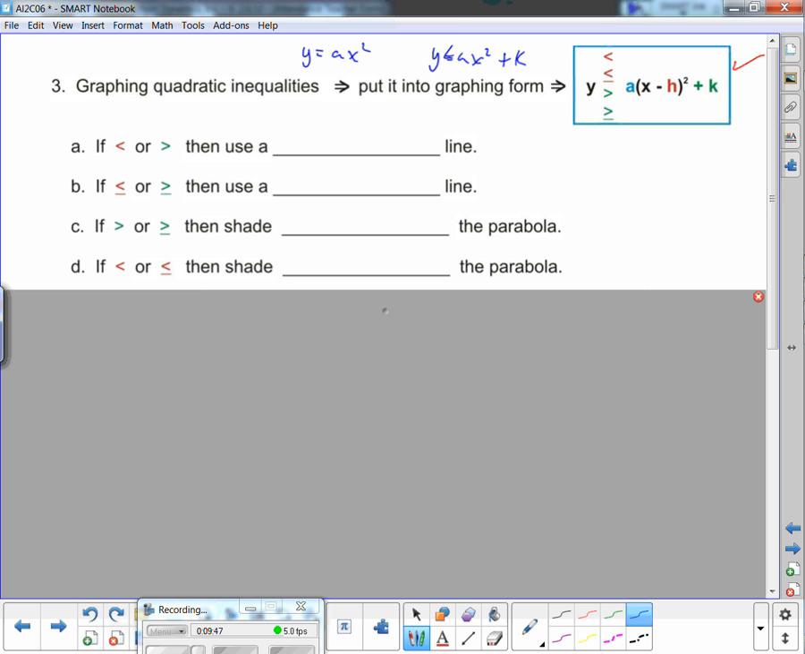Less than or greater than, use a dotted line. You remember. Less than or equal to, greater than or equal to, use a solid line. So dotted or solid: if there's no line underneath the symbol, it's dotted. If there's a line under the symbol, it's solid. And then in your shading aspect, if it's greater than or equal to, you have to shade above the parabola, because greater than values are above. And therefore, if it's less than or equal to, shade below the parabola. Below.